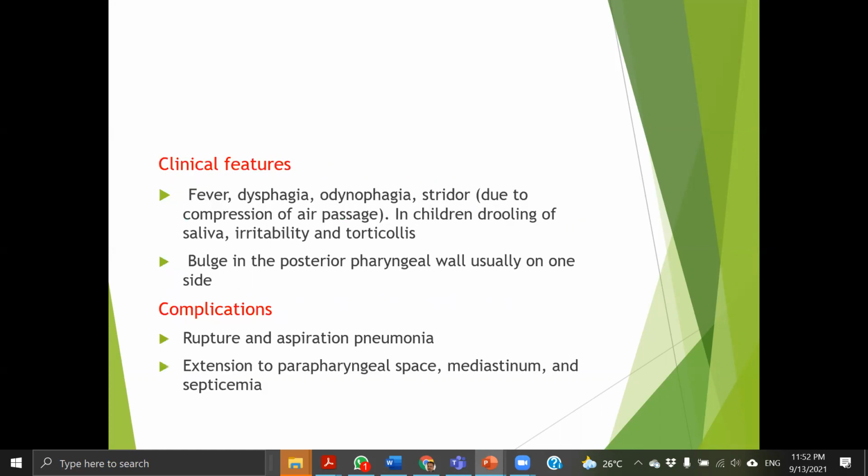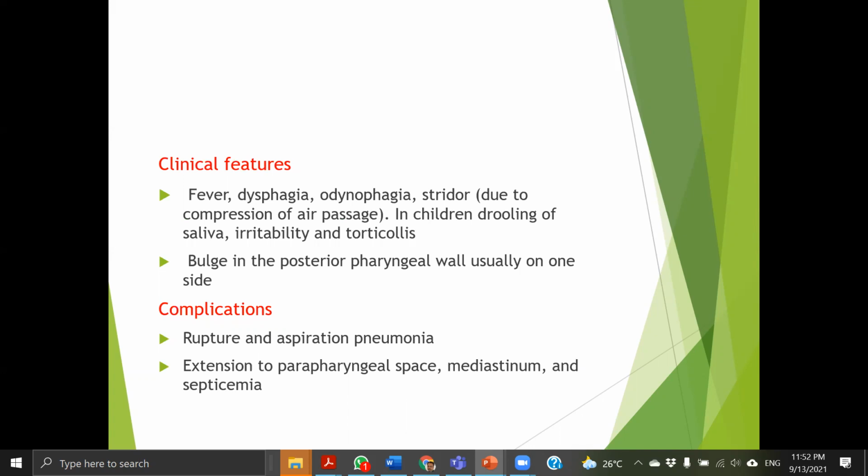Clinical features are fever, dysphagia, odynophagia, stridor due to compression of air passages. In children, drooling of saliva, irritability, and torticollis are also seen. On examination, there will be a bulge in the posterior pharyngeal wall, usually on one side.